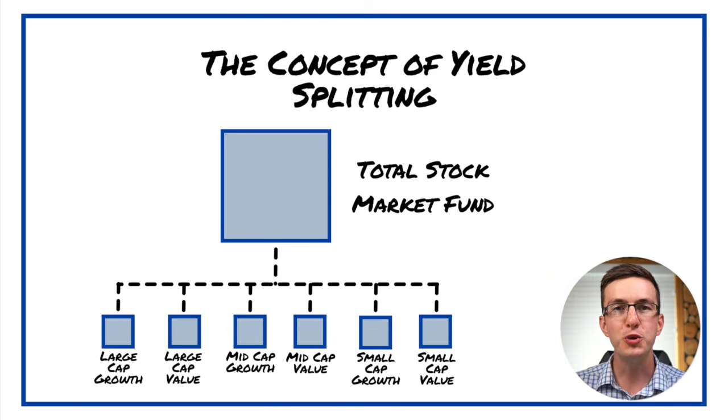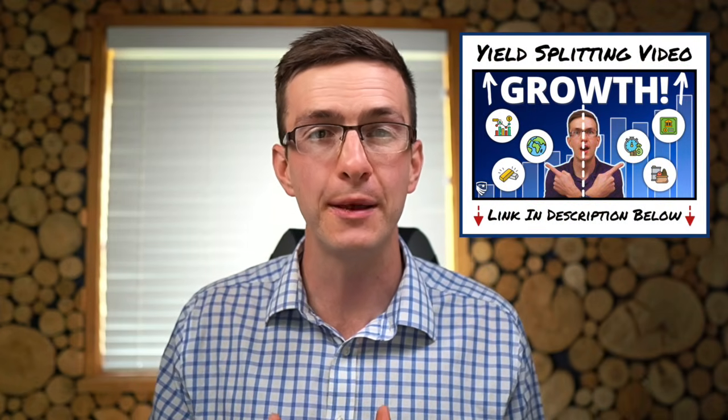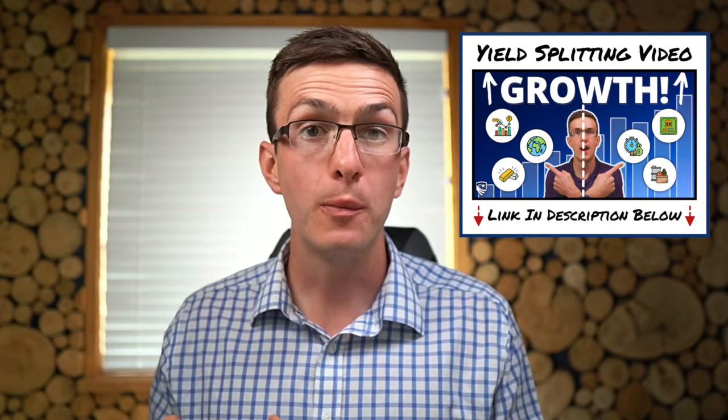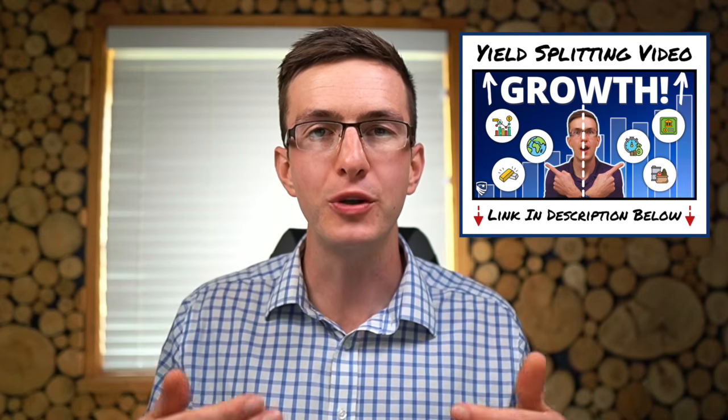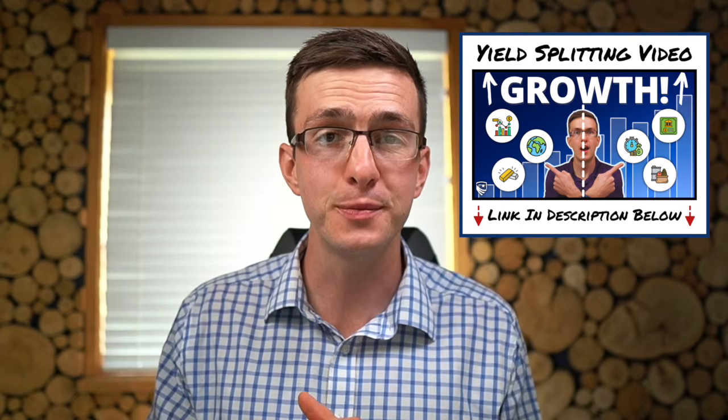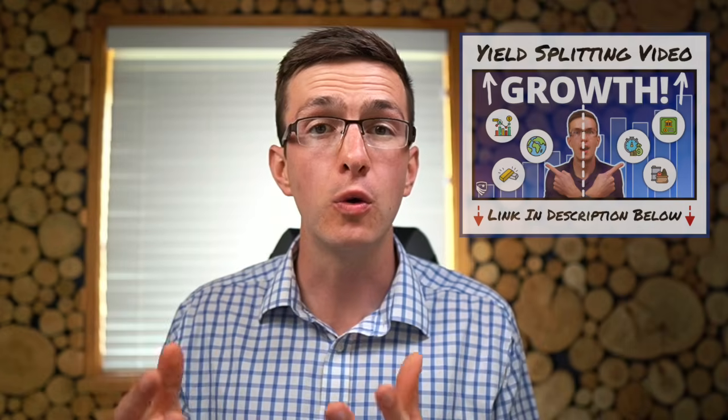If instead you use a strategy called yield splitting and you break down that total stock market fund into smaller components, you will gain additional opportunities to capture gains and losses and use offsetting strategies. For instance, so far in 2022, growth stocks are getting absolutely crushed while value stocks are holding up a little bit better. And so by yield splitting, you gain the opportunity to capture losses from those growth stocks and either offset other taxable gains you might have or offset ordinary income.